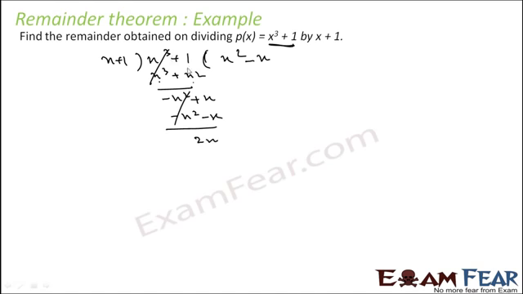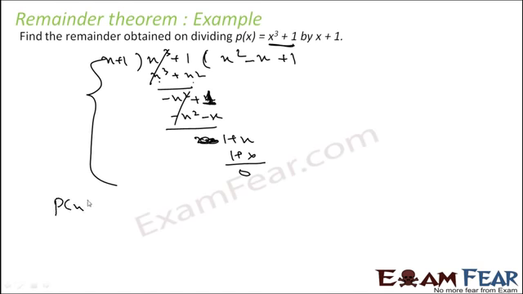Let me check once again. x cube plus x square, correct? This becomes 1. This is x, 1 actually. 1 minus x square. And what you get is 1 plus x there. If you say plus 1, 1 plus x. There is no remainder. That is one way.